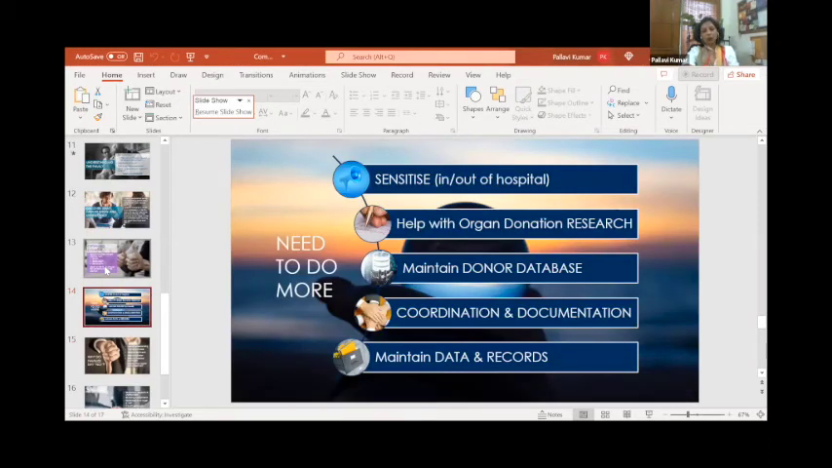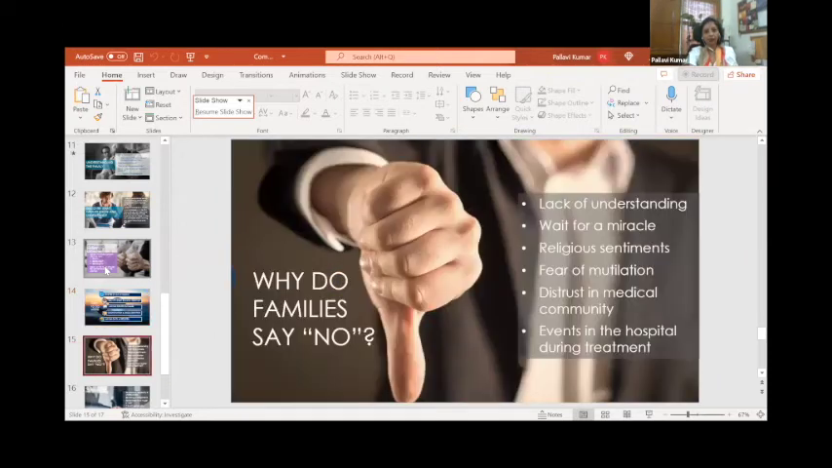So that's some of the work that they do, apart from the fact that they have to coordinate with recipient hospitals, organizing green corridors, involving the National Agency for Organ Allocation and all of that. And we encourage them to do public awareness, help with research, of course, maintaining records and documentation of all the cases that they do.